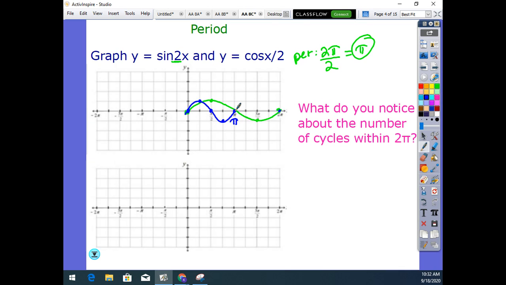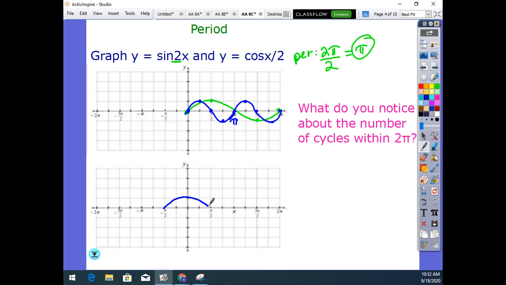So then if you want to extend it, you can see that you now have 2 cycles within the regular period of 2 pi. Now this next one always kind of confuses people at first.